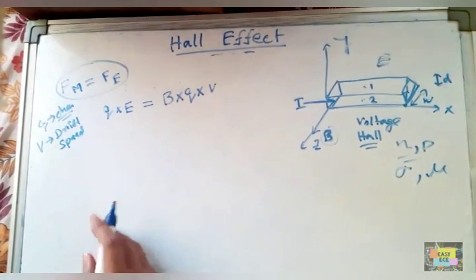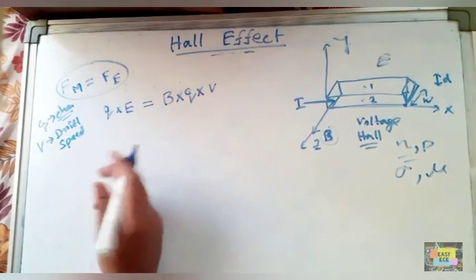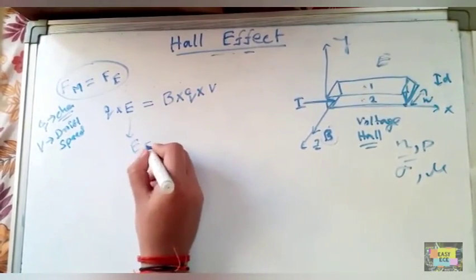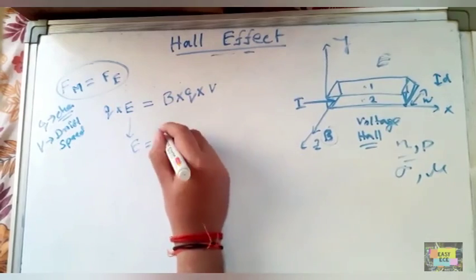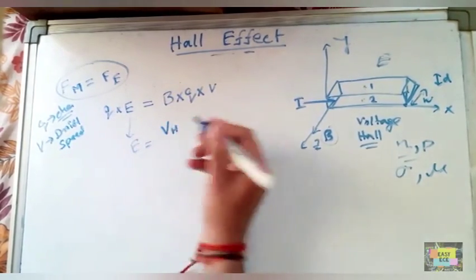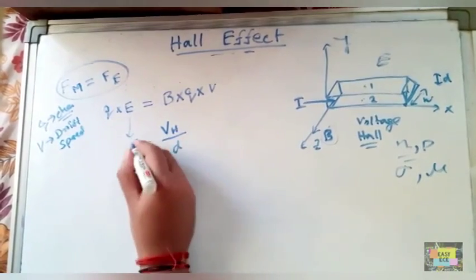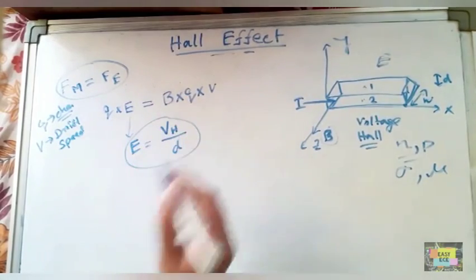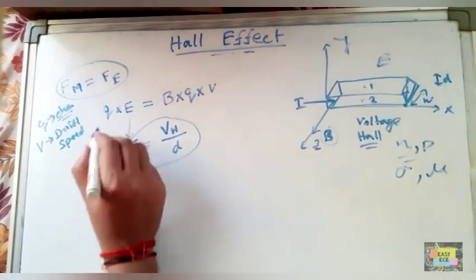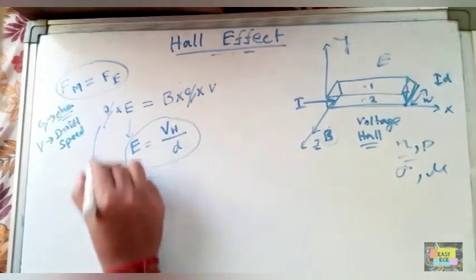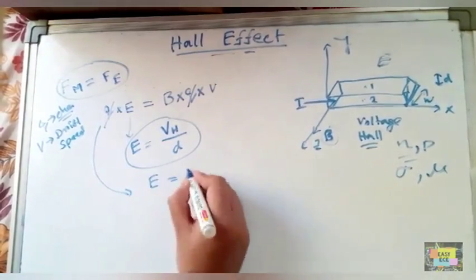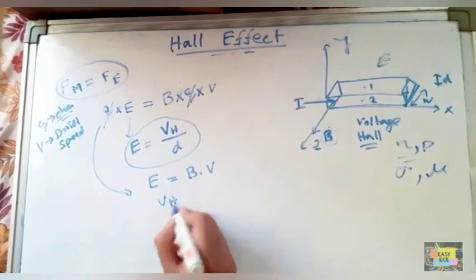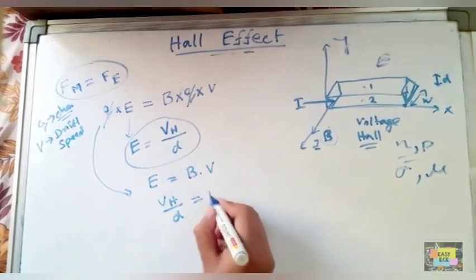Now, what is the value of E? The electric field is voltage divided by distance, here the induced Hall voltage divided by distance d. So the electric field equals the Hall voltage divided by d. Now Q cancels in this equation, so E equals B times V. Now put in the value of E, that is VH by D, so VH by D equals B times V.